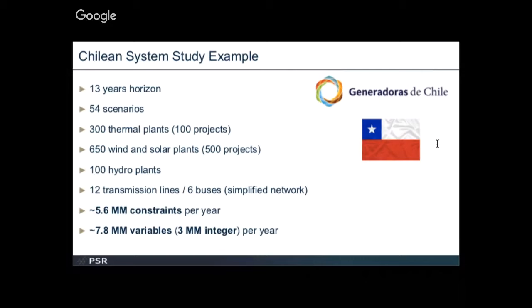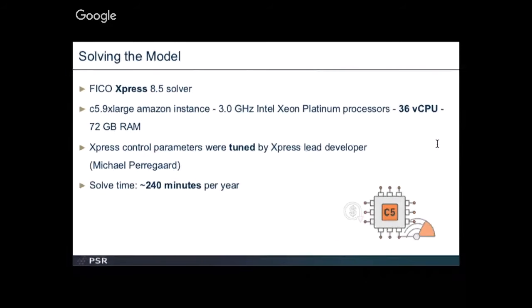And how to solve this? We use the FICO Xpress Solver, and we use an Amazon Workspace instance, a C5.9 instance, which has 36 processors and 72 gigabytes of RAM. And Xpress support helped us a lot, tuning the Xpress control parameters in order to make the problem solve faster. The lead developer helped us a lot, Michael Perregaard.